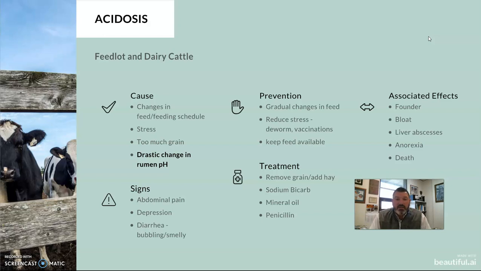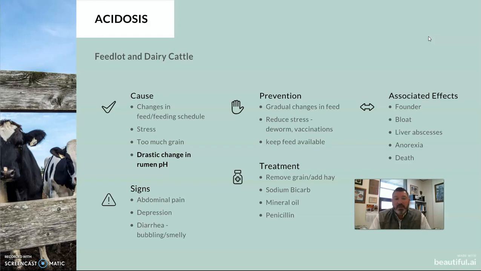Symptoms of this one are signs. You'll see abdominal pain, so they'll kick at their stomach. Profuse, bubbling, smelly diarrhea. It looks like they will kind of shoot it out, and it'll appear like when you put pancakes on a hot griddle and you see that bubbling up that the pancake does. Manure does that whenever it hits the concrete for cows that have acidosis.